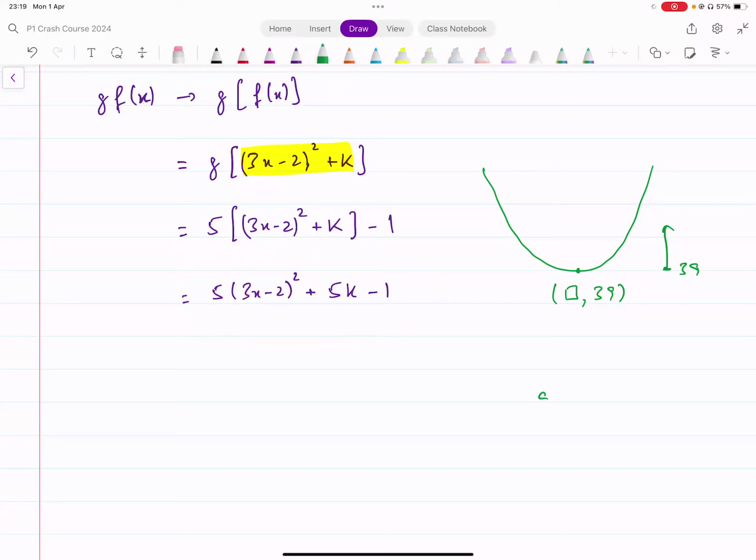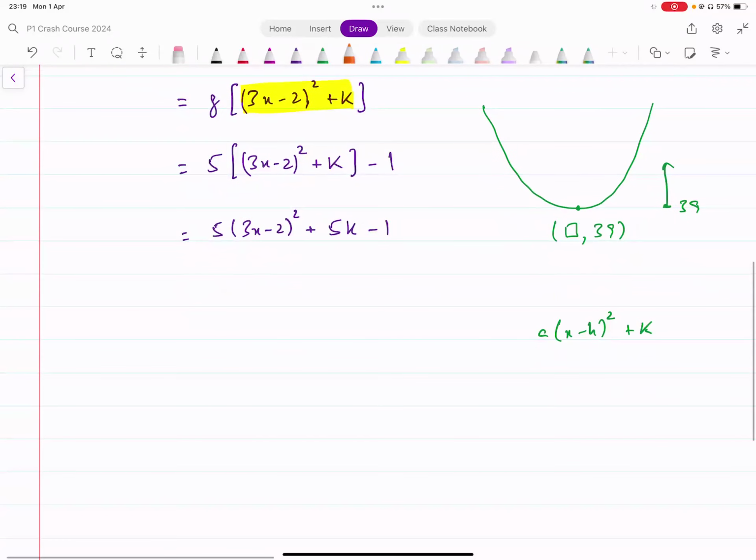Remember the standard form, a into x minus h whole squared plus k. Basically, the x coordinate is found by putting this thing inside the bracket equal to 0. So x equals h. If you had some other coefficient of x here, you would have to put this thing equal to 0 and find the value of x from that. The y coordinate is always this constant that you've got outside. This is the y coordinate of the turning point, h and k, right?